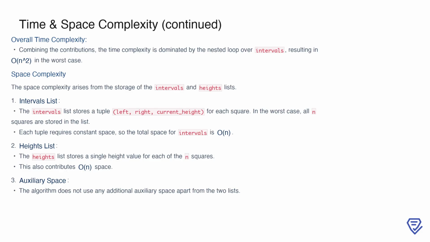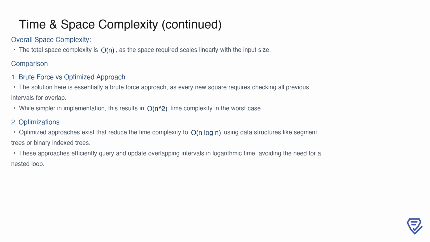Shifting our focus to space complexity, the primary contributors are the intervals and heights lists. The intervals list stores tuples of the form (left, right, current_height) for each square. In the worst case, all n squares are stored, and since each tuple occupies constant space, the total space requirement for intervals is n. Similarly, the heights list stores one height value for each square, adding another n to the space complexity. Lastly, the algorithm doesn't use any additional auxiliary data structures, so the overall space complexity is determined solely by these two lists, resulting in n. The overall space complexity, therefore, is O(n), as it scales linearly with the input size.